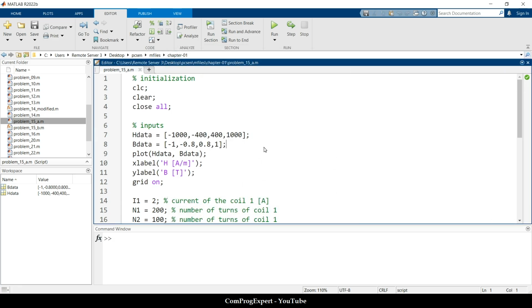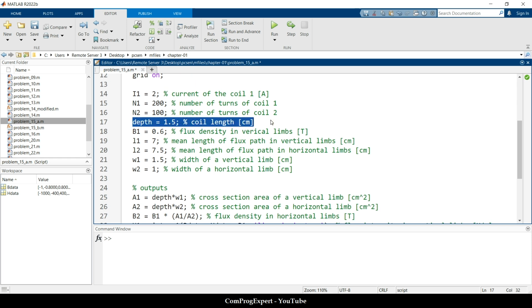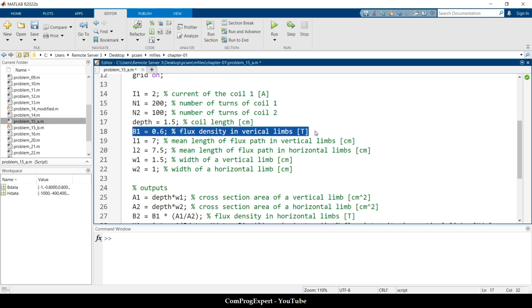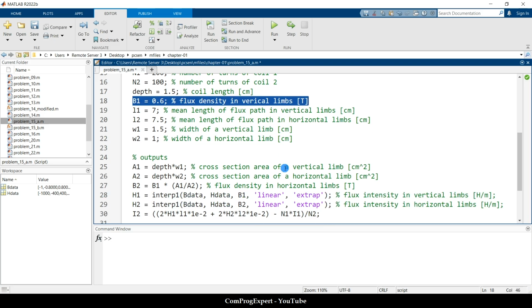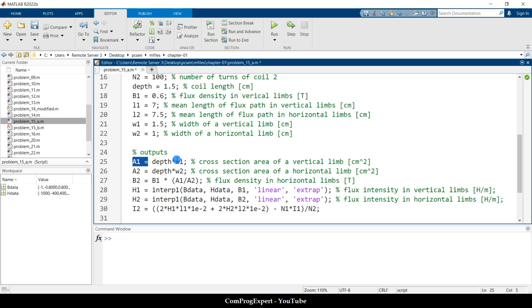Okay, here is the value of the current for coil 1, 2 ampere, the number of turns for coil 1, the number of turns for coil 2, and the depth of the problem, 1.5 centimeter. This is B1, 0.6 Tesla, and this is A1, the cross section of a vertical limb, that is equal to the depth of the problem times W1.